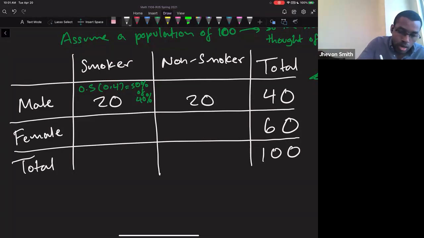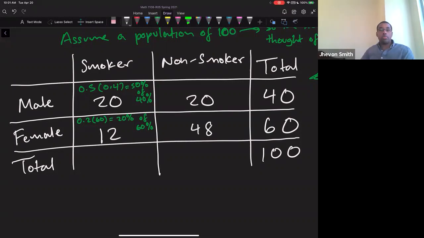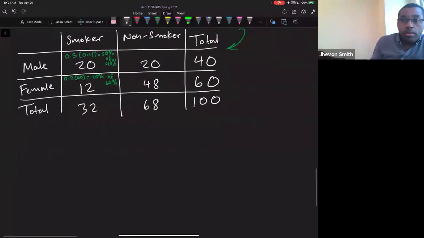Then now of the females, we know that 20% of them smoke, which means if I take 20% of the 60%, that will give me the smokers. So I'm going to take 0.2 times 0.6, 6 times 2 is 12. So that's 12 female smokers in this population, which means that there are 48 female non-smokers. So the total number of smokers is 32. And the total number of non-smokers is 68 in this population. So now, that is a fully filled out table for this situation.